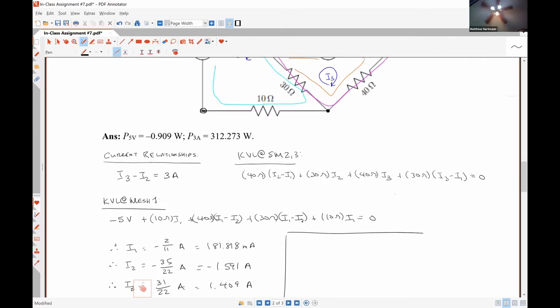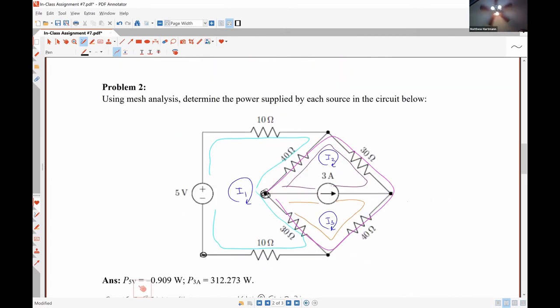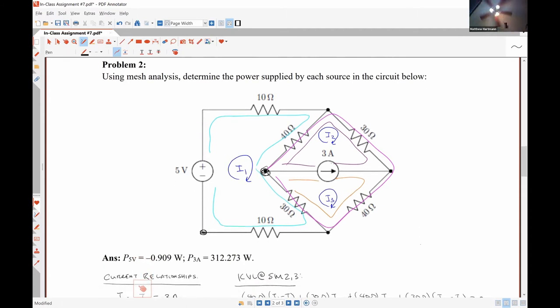we're asked to find the power supplied by each source in the circuit below. So for our 5-volt source, that's going to be the voltage drop over our 5-volt source. That's easy enough. It's 5 volts. Multiply by the current flowing into the negative polarity terminal. So what is that current? -2/11. Yeah, so the exact same thing as I1. So -2/11 of an amp. So 5 times -2/11 is -10/11.